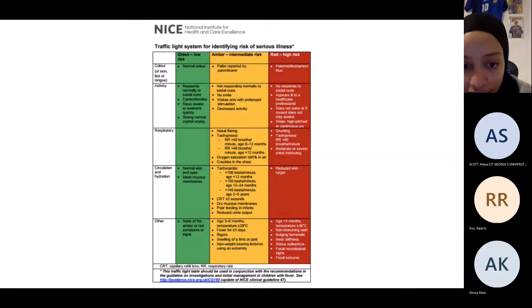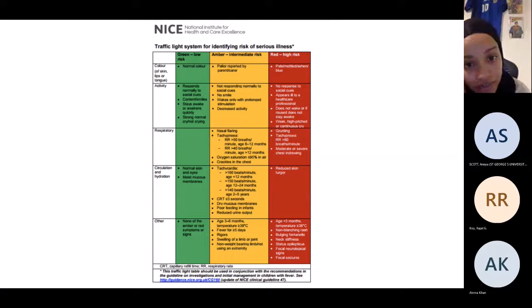Other things you would look at would be their temperature, if they've had any rigors, their age, if they're less than 3 months, some of the other things there. And this is what's used to also look at whether or not the patient needs to be admitted, and how much treatment they will need as well. So yeah, just have a look at that.